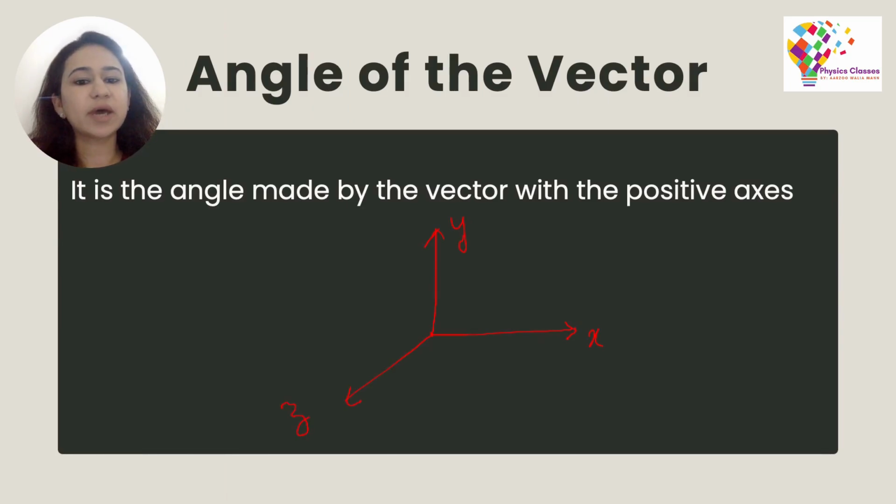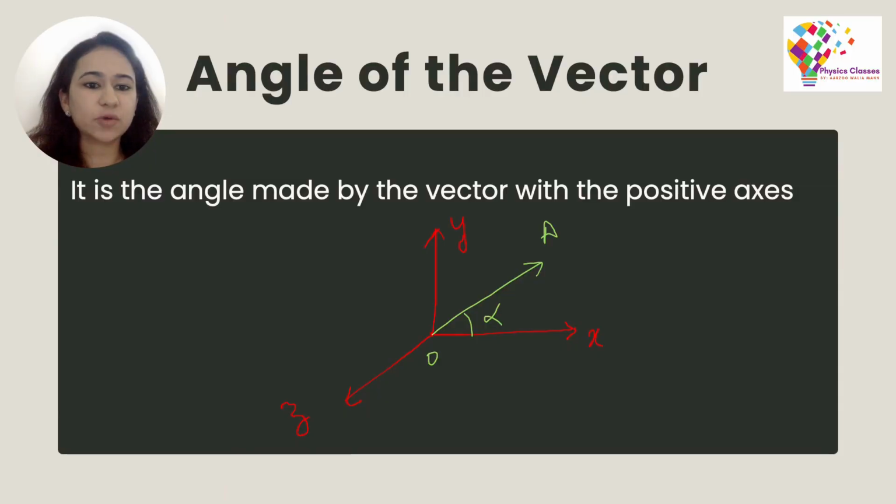Now I can draw any vector over here. This is my origin. Let's say I draw a vector like this. This OA is representing a vector. The angle that it makes with the x-axis is what we represent as alpha. The angle that the vector makes with the y-axis is what we represent as beta.